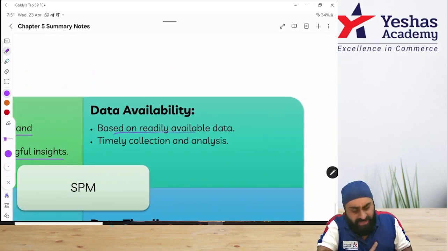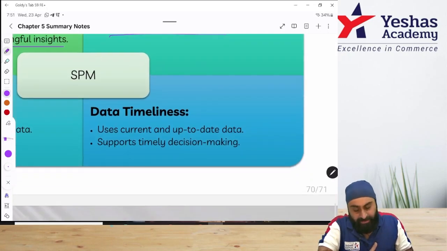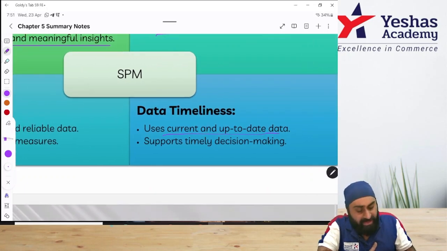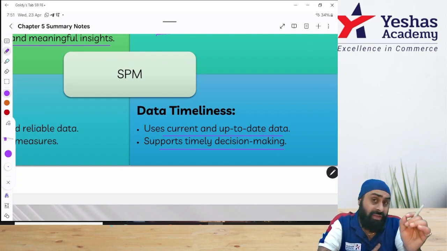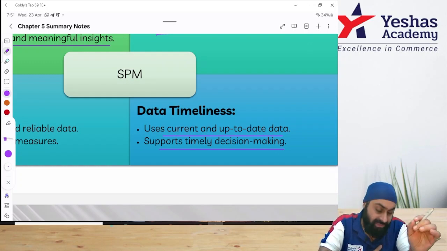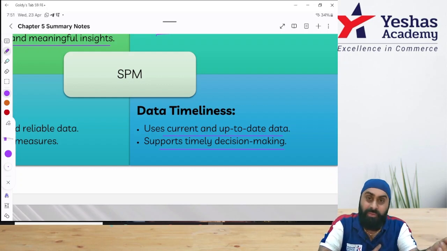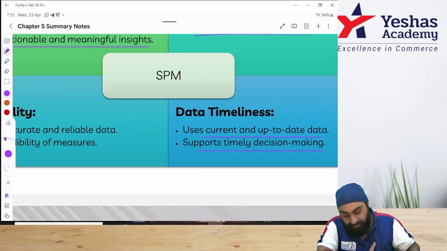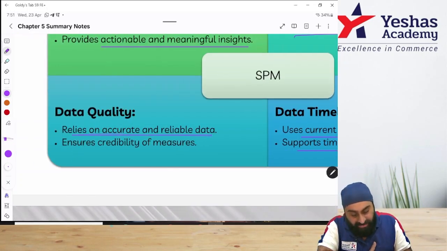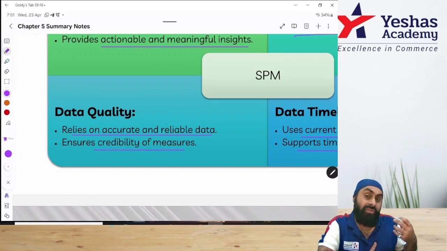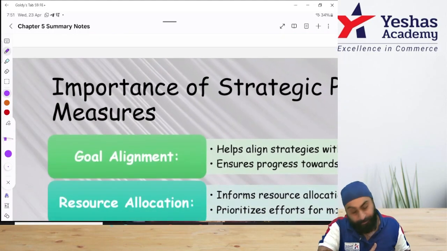Data available. Data is based on readily available data, timely collection, and analysis. Data timeliness: current, up to date data that supports timely decision making. Whenever you're collecting an SPM, make sure that you're collecting it on the basis of up to date data. What is the point if you're collecting an SPM which is outdated? It doesn't make sense or give you benefit. Data quality relies on accurate data, reliable data, and credibility of measures. How can you achieve more credibility? How can you succeed using those data, comparing two companies, getting value out of it?